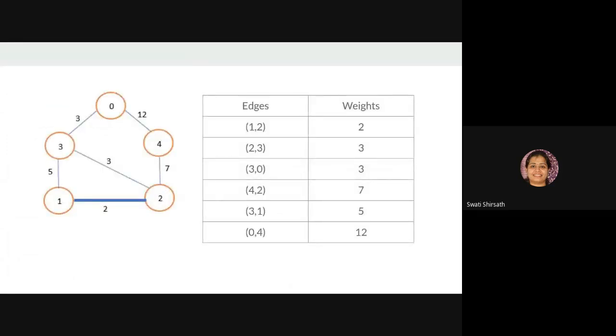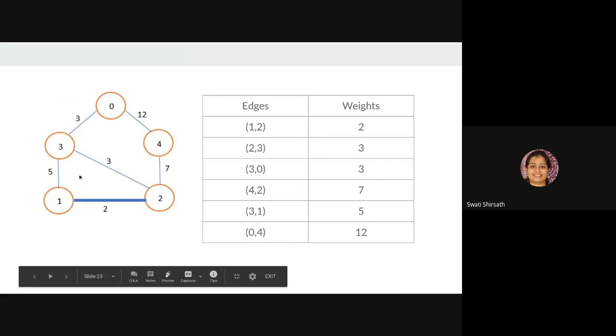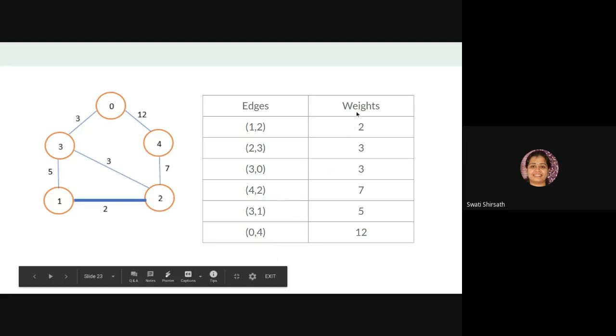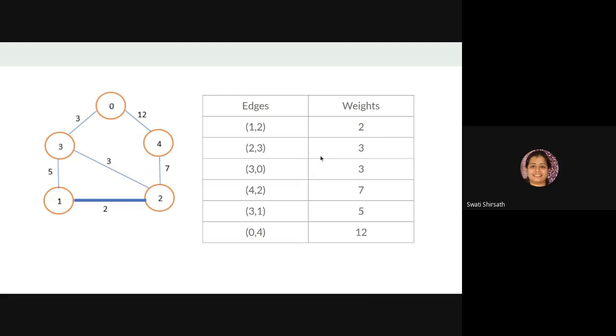So let's see here, this is our graph. For this graph, the edges and weights are written over here. The smallest is 2, 3, 3, 5, 7 and 12. Accordingly, I have written all the edges according to the weights from low to high. Now what you have to do, first we will consider this edge 1, 2. We'll draw it on the paper. Then second step is we'll draw 3. This weight 3 is of the 2, 3 edge.